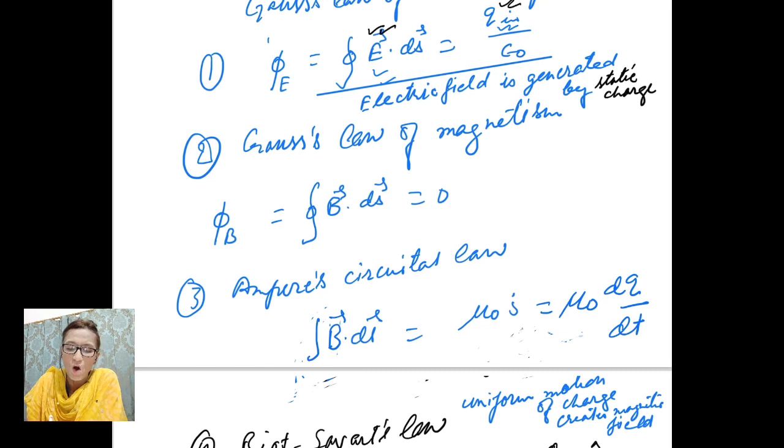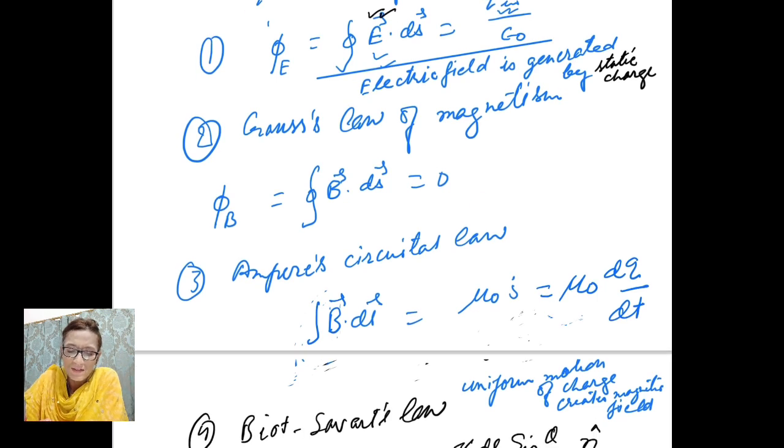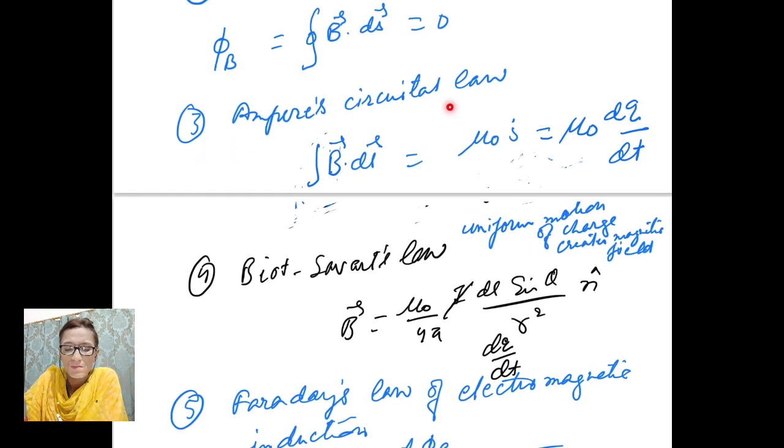Now Gauss's law of magnetism. Gauss's law of magnetism suggests that magnetic flux passing through any enclosed surface, the surface integral of B dS, should be equal to 0. Now Ampere's circuital law. All these we have learned. So we are just recalling all these laws of electricity and laws of magnetism.